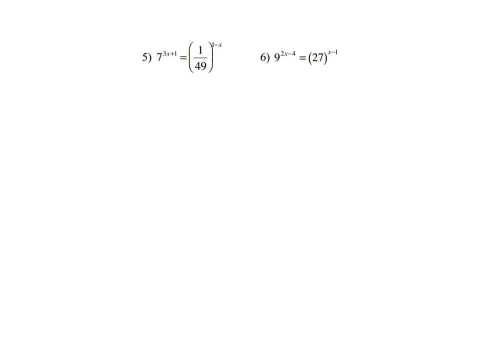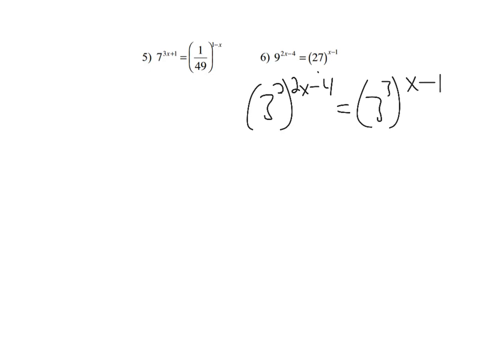Now for a twist with this one, I can't raise 9 to a power to make it be 27. However, 3 squared is 9, and 3 to the third power is 27. And then I can multiply those exponents. So I won't rewrite all this, but what I can do, I'm going to multiply 2 times the 2x minus 4 and the 3 times the x minus 1. And I will just rewrite that as 2 times 2x minus 4 equals 3 times x minus 1.